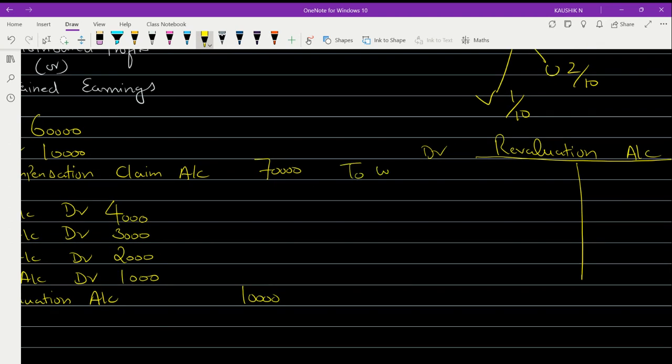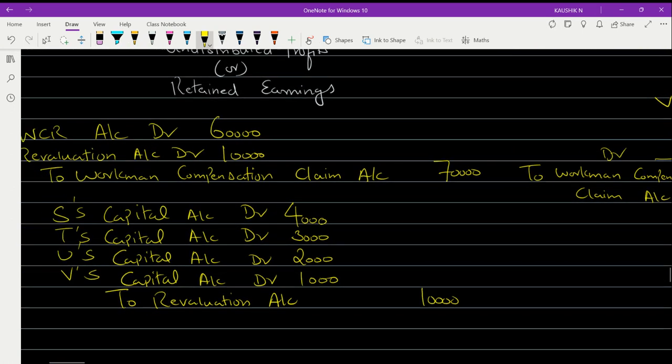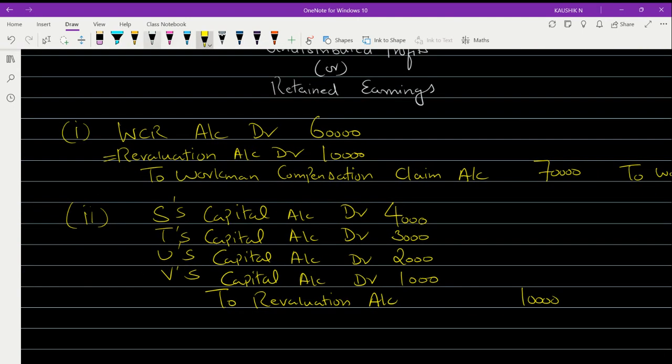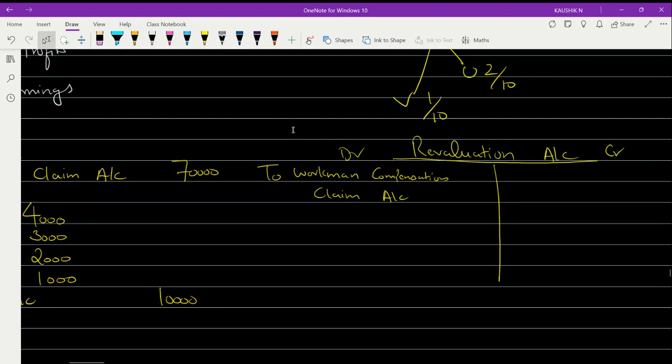To workman compensation claim account. What is the amount that is appearing against revaluation? See what amount is there against revaluation. That is the amount we have to take. We take the account on the opposite side, but the amount is the one pertaining to revaluation. So you are not supposed to take 70. The amount which you have to take is 10,000. Am I making sense to you? Are you able to understand? Can you understand, ma'am?